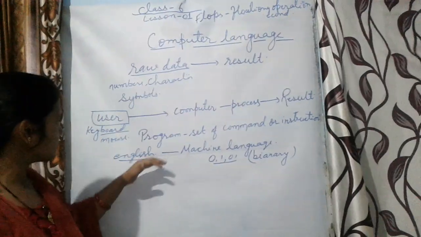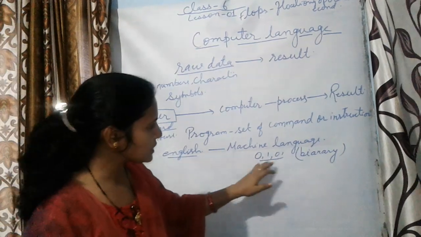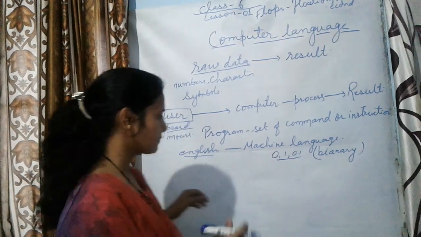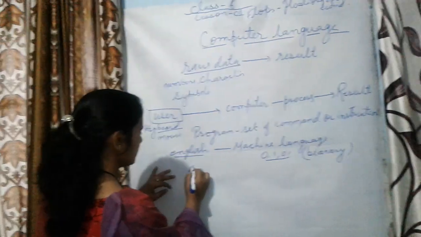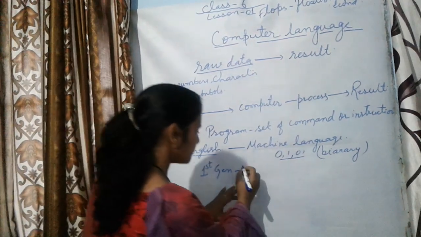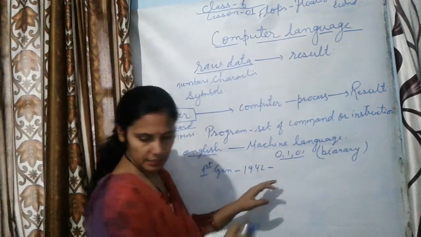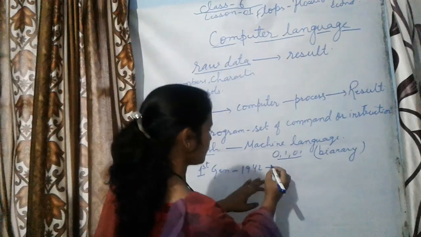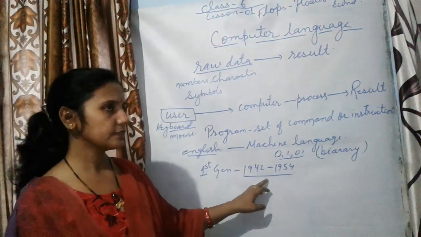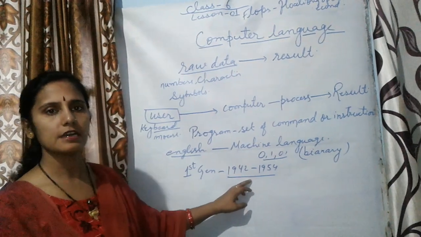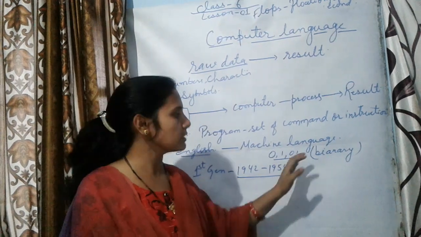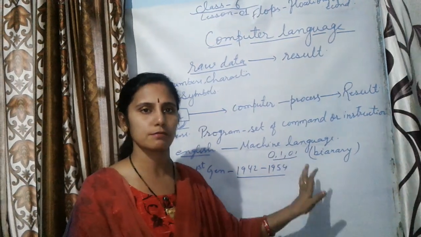So after machine language, let me show the different generations of language. The first generation of language started in the year 1942 and lasted until 1954. This generation of language is called the first generation language. In this time, computers used only machine language, that means the 0101 format.